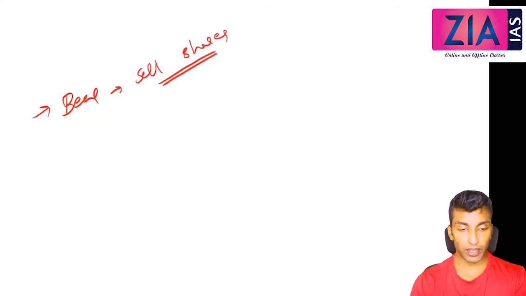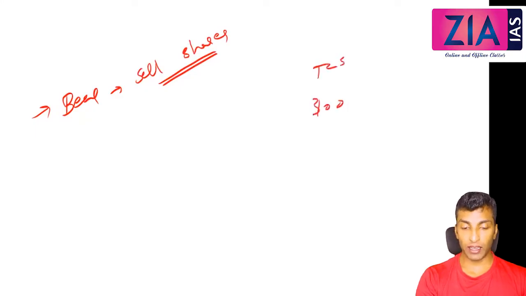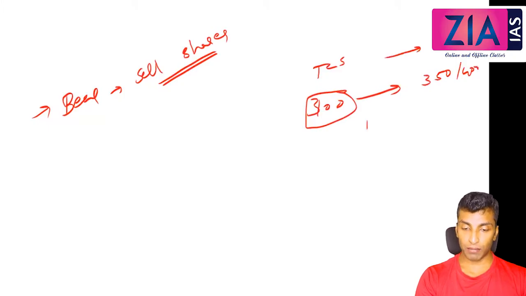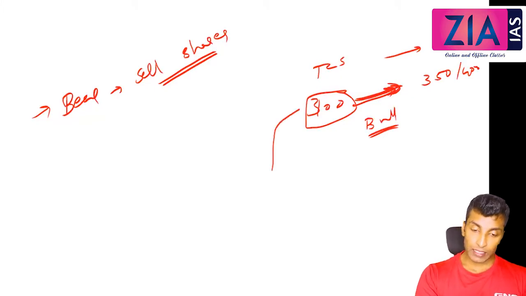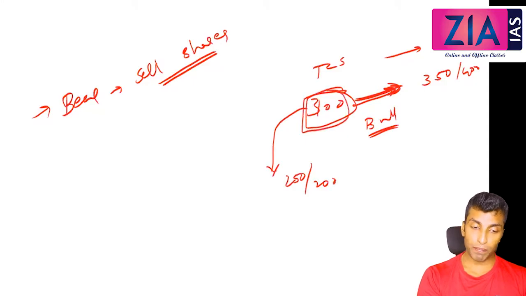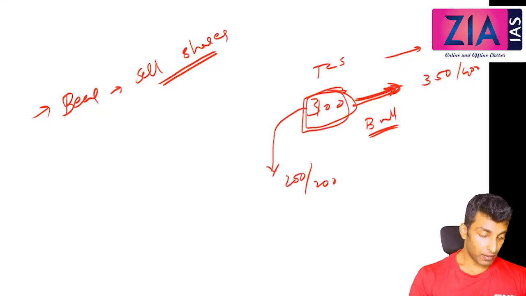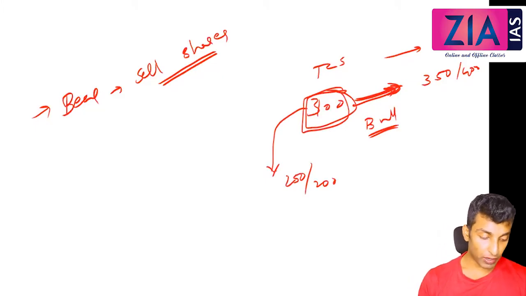So in case of bull, he will buy shares. He will buy at a very cheap price. So he is expecting the price of TCS, let's say the price of TCS is 300, he is expecting that it will go to 350 or 400. So he will buy this share. So that is bull, and this investor is a bullish investor. And this stock, if its price is moving up, it is a bull stock. Now if the person is expecting that it will come down to 250 or 200, he will sell the share. That's a bear. So bear is a pessimist investor or speculator who sells shares.